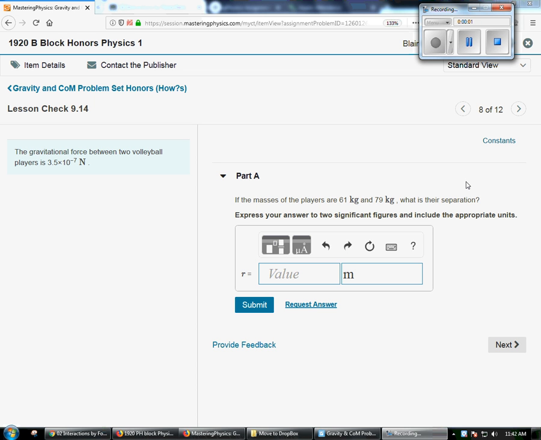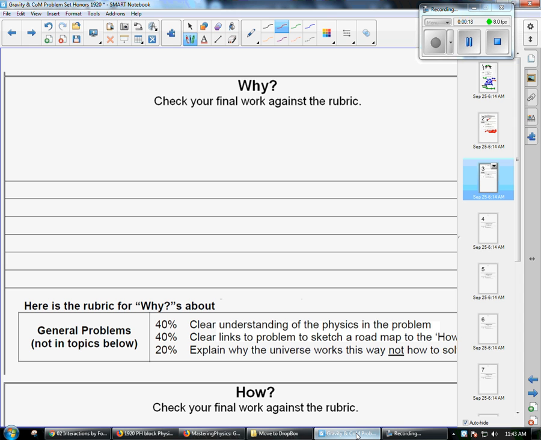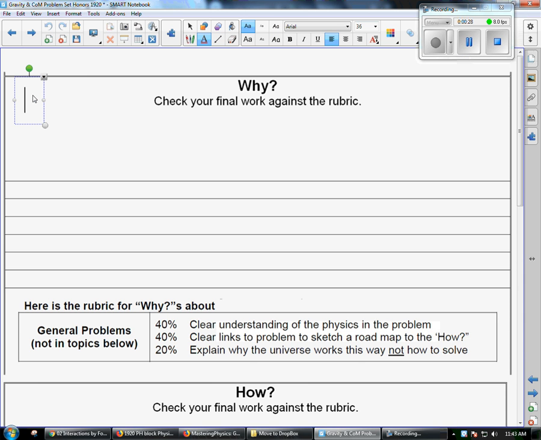All right, we're going to start with number 8, where we have the gravitational force between two volleyball players. With these masses, what is their separation? So of course it's a gravity problem, so it's going to be a written Y. You got it? Good. So this is number 8.